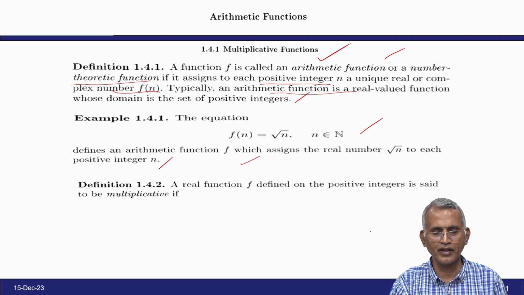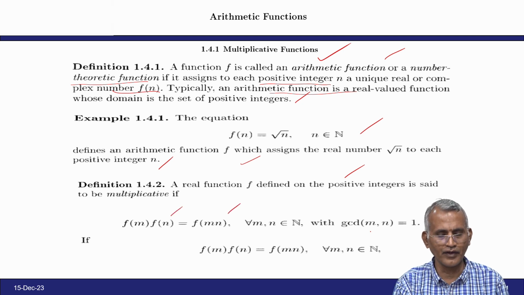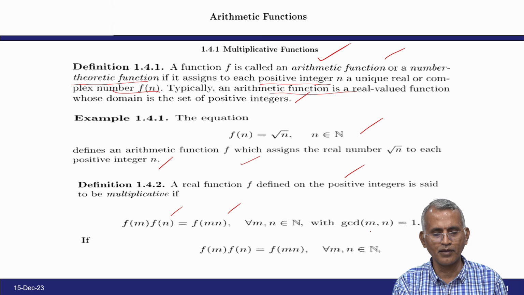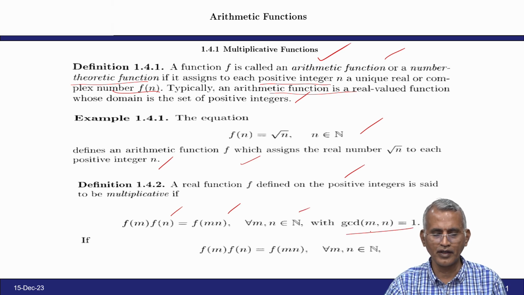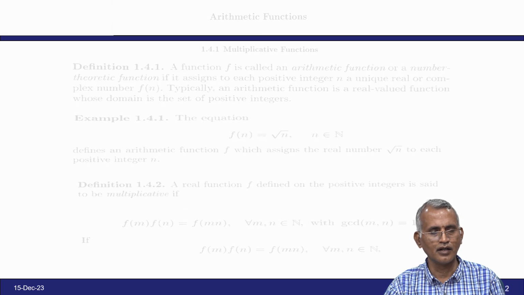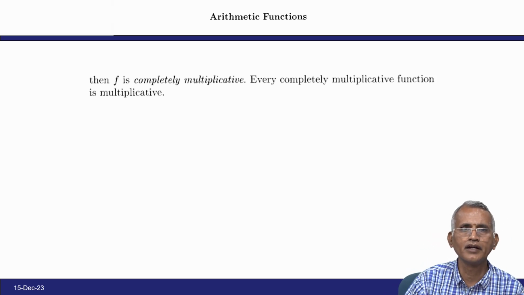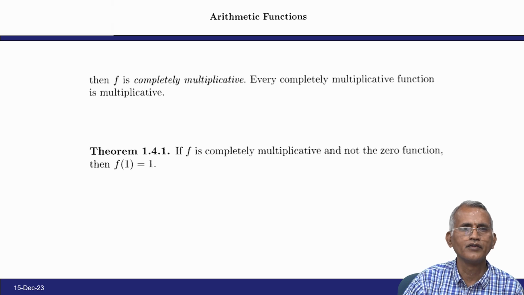A real function f defined on the positive integers is said to be multiplicative if f of m into f of n equal to f of mn for all m comma n in N with the GCD of m comma n equal to 1. If f of m into f of n equal to f of mn for all m comma n belonging to natural numbers, then f is completely multiplicative. Every completely multiplicative function is a multiplicative function, and this is followed with the theorem.